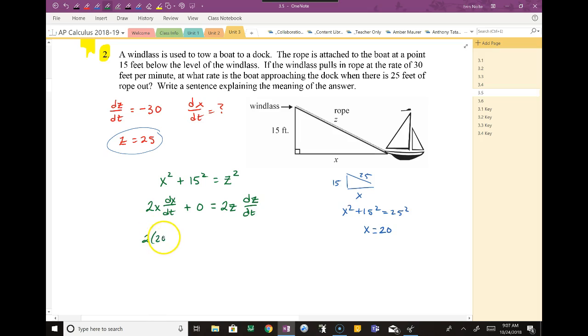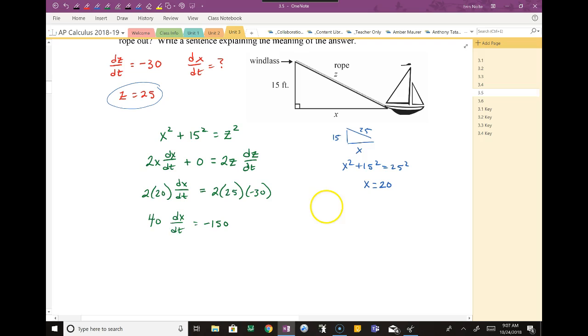Now I can take that 20 and plug it into my green equation with my rate stuff. So I have 20 dx dt, that's what we're trying to figure out, the rate of change of the dock getting closer. I'm just going to get rid of the 0 because it's just a 0. The z is 25, the dz dt is negative 30. Now we're just crunching numbers. I've got 40 dx dt is equal to 50 times negative 30, so negative 1500. So divide by 40.